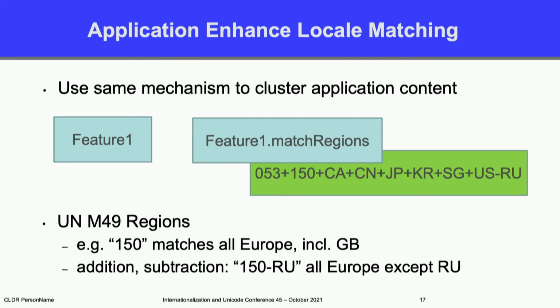Turkey, I believe, is in Western Asia according to the UN codes. So then you could do plus TR if you want to add Turkey, but they also have an EU as a list under CLDR. So you could do EU, which would be European Union.